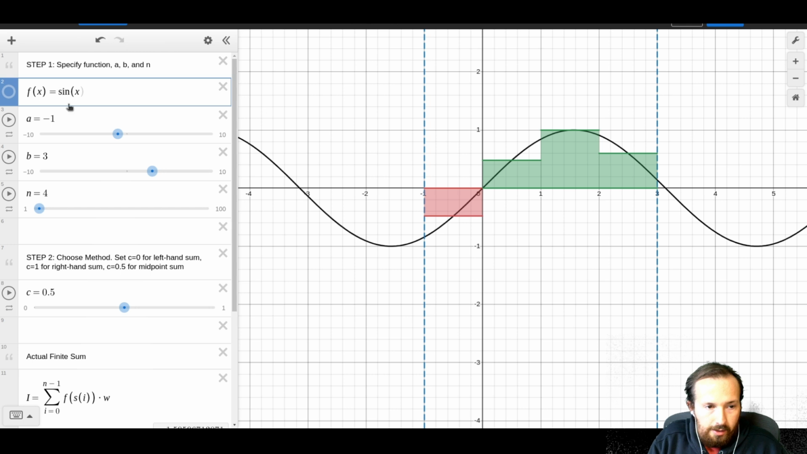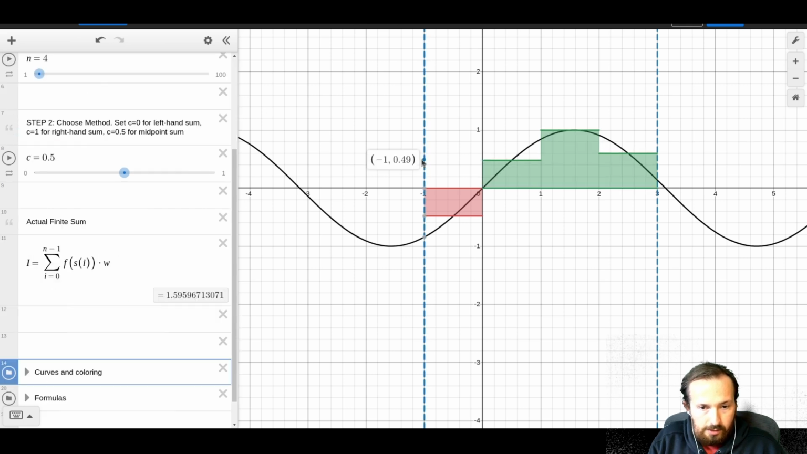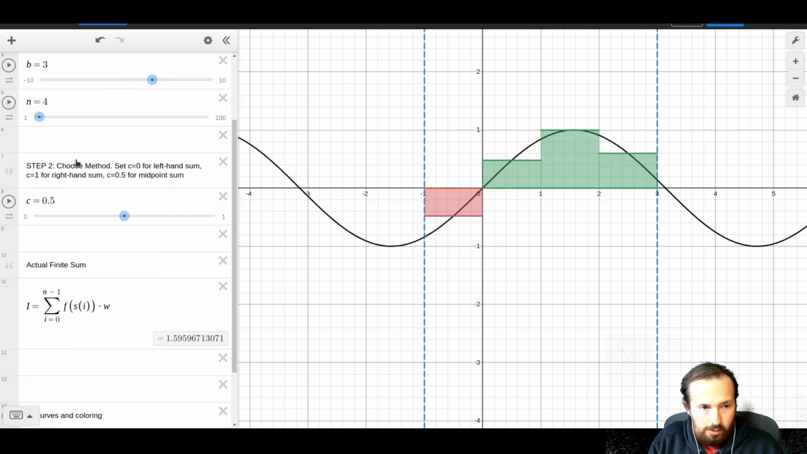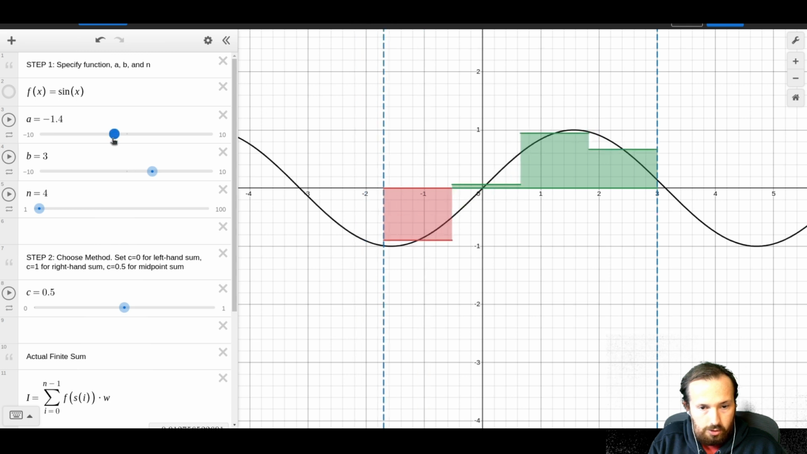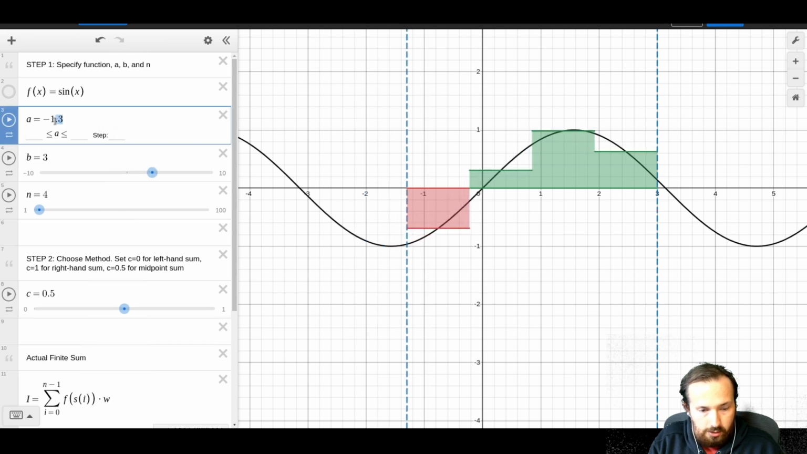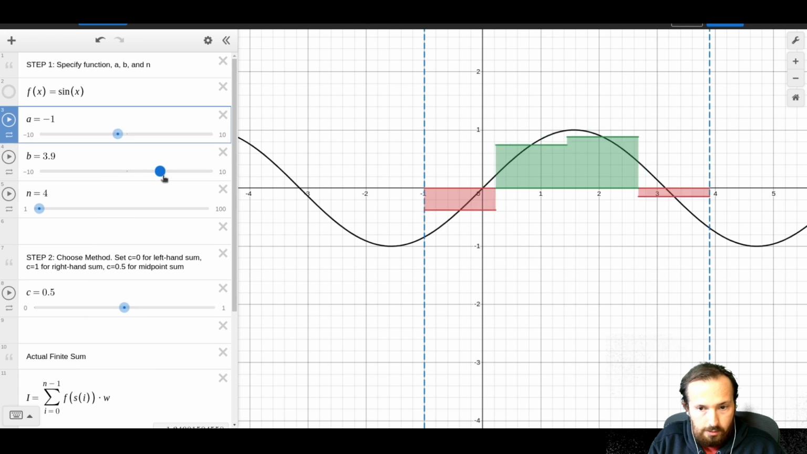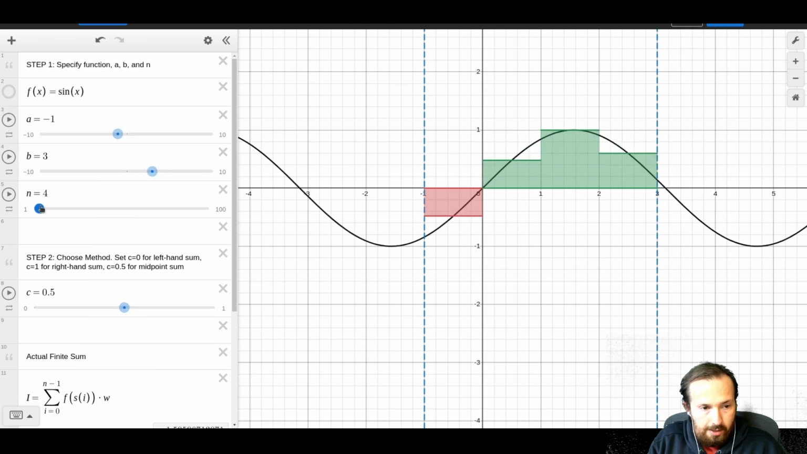You can plug in your lower bound. That's basically this point, and you can adjust that to whatever you want. You can plug in your upper bound. That's the other one. And then you can plug in the number of partitions you want. Here, I'll just stick with 4. And usually you'll be given all of that by the problem. One other thing that they'll usually give you in the problem is which method to use.